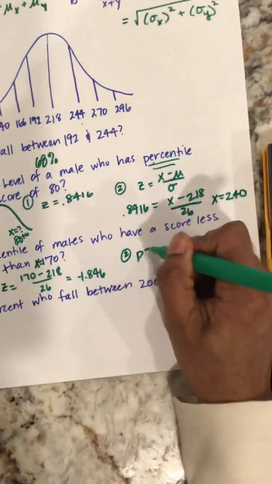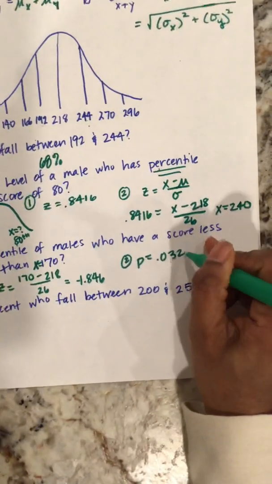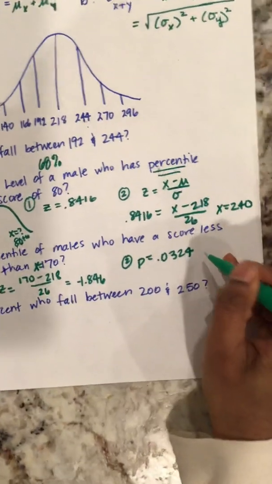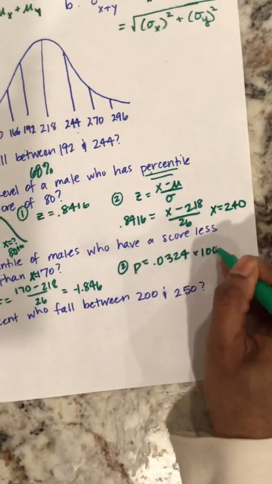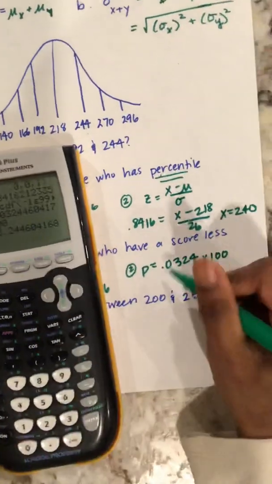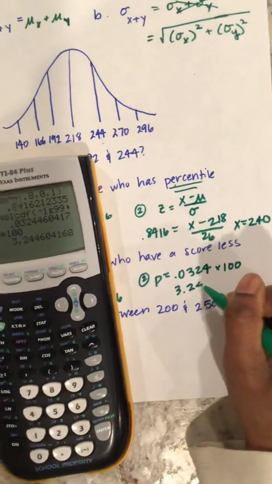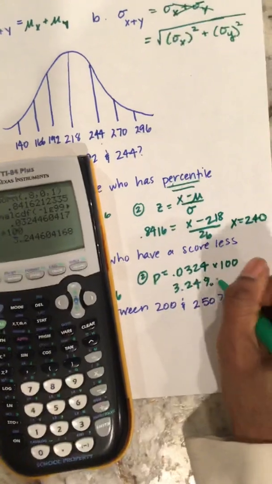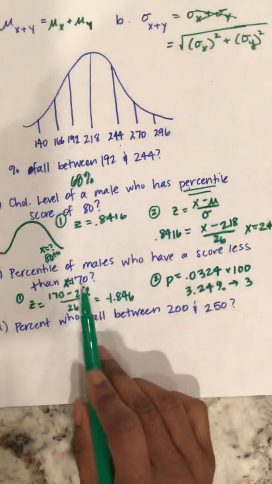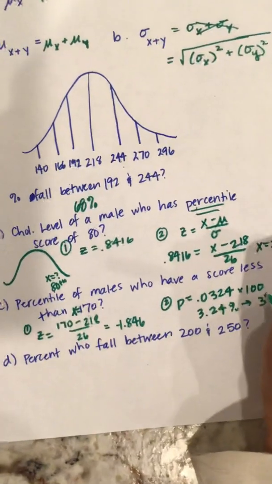And so our probability is 0.0324, and to find the percent, you could just multiply this by 100 to get the percent, which will also then tell us the percentile, right? Or move the decimal place. So 3.24%, which means that this person who has a cholesterol level of 170, should make sense here, 170, is in the 3rd percentile.